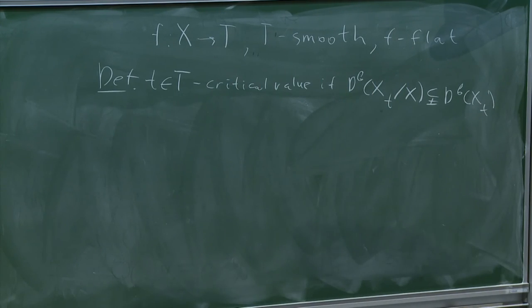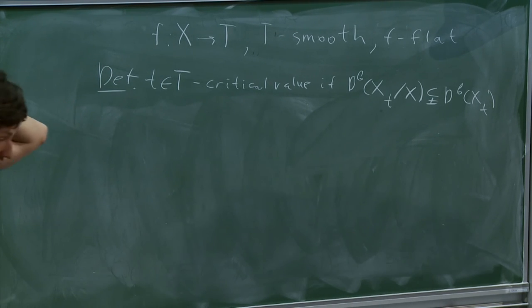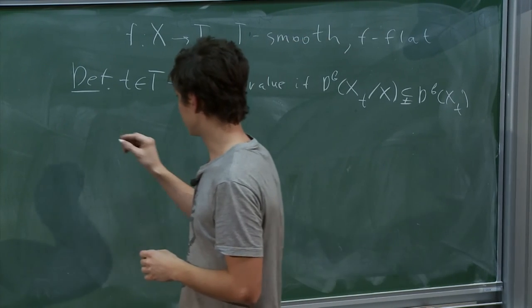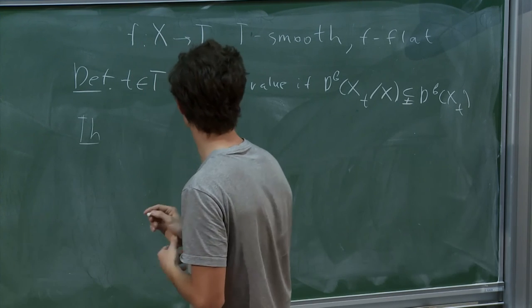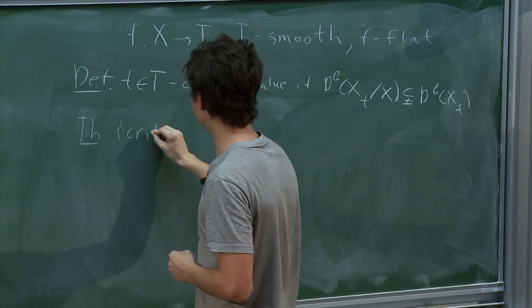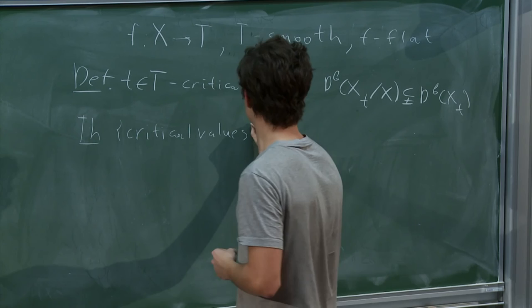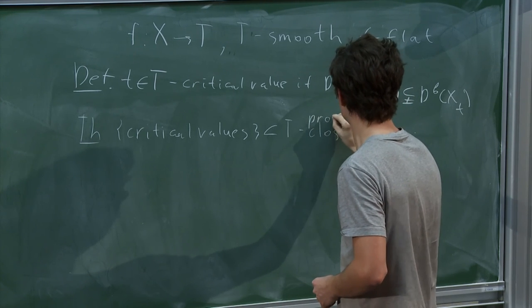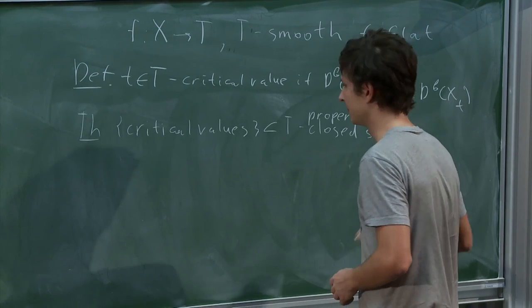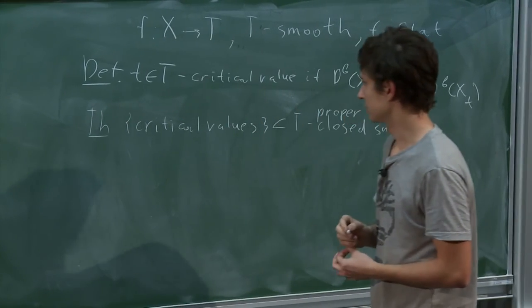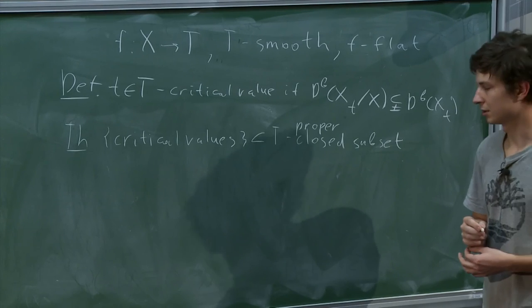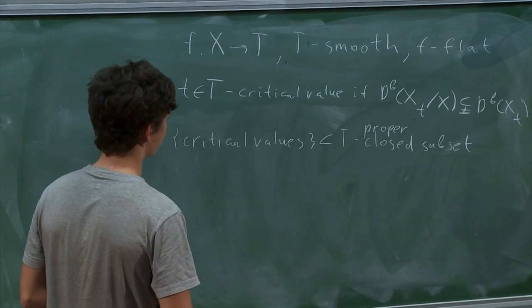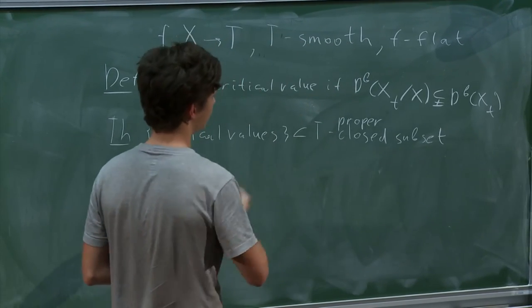And one can easily check that if X is smooth, then this is just the usual notion of critical points. So it agrees. And one can again show that there's an analog of Sard's lemma, that the set of critical values inside T is a proper closed subset. So this is a generalization of Sard's lemma to singular varieties, and one can also define the notion of critical points in singular fibers just in the same way.